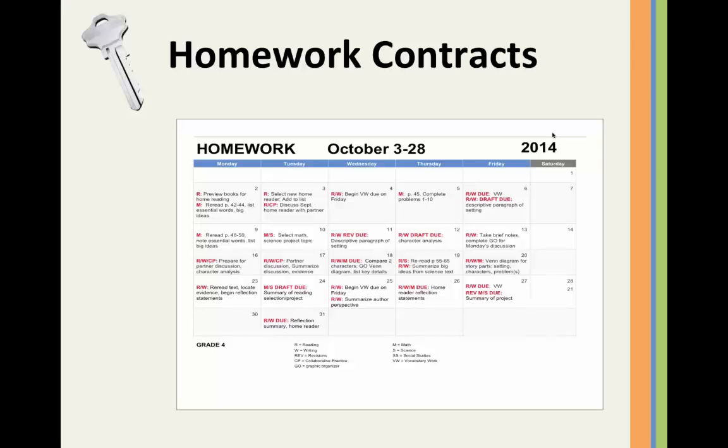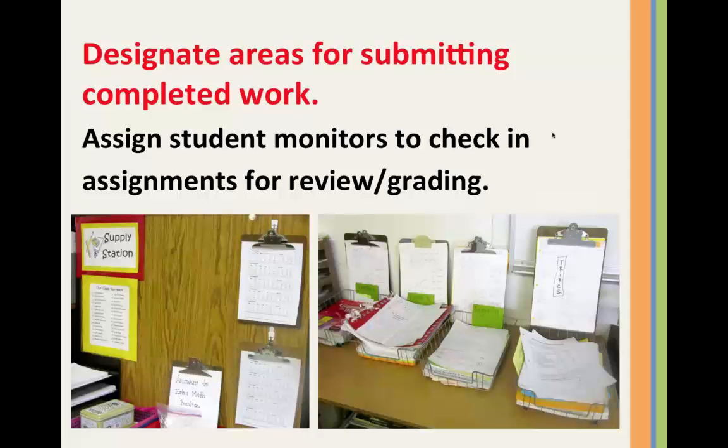And a lot of times for my homework contract, it is them reading and applying the skills that I am teaching in class. So they are reading a selection, a novel, something other than what I'm teaching, but applying the skills at home and writing in response to that text. So we designate that area for them to turn in work. I assign student monitors for different things that I want turned in, and that's what you're seeing on those clipboards.